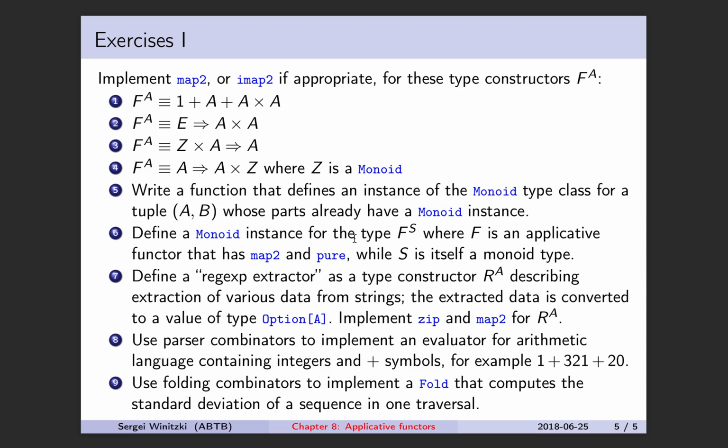Then you should define a monoid instance for the type F of S. Now this S is not a type parameter, it is a fixed monoid type, and so it's just applying a type constructor to a fixed type. I should show that this is a monoid. This was similar to what was done in the previous chapter for monads, but now for applicative, so you don't need F to be a monad for this. And some exercises for parser and folding combinators. This concludes part 1.